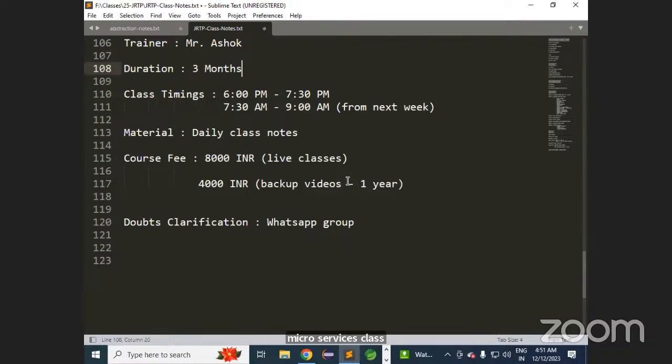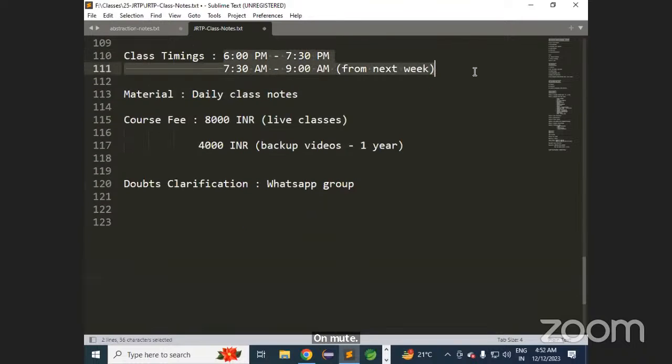You are definitely going to learn a lot of content in the microservices classes happening in the morning. Don't miss those classes, guys. Morning 7:30 to 9 classes will be available from next week. Currently 6 p.m. to 7:30 p.m. classes will be available till the end of the course. Morning classes are bonus. So daily 2 classes will be there, guys. Daily class notes will be provided.